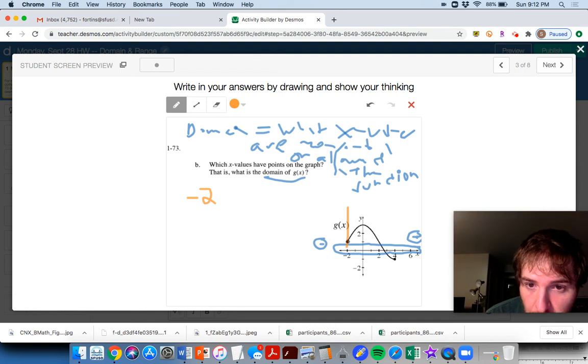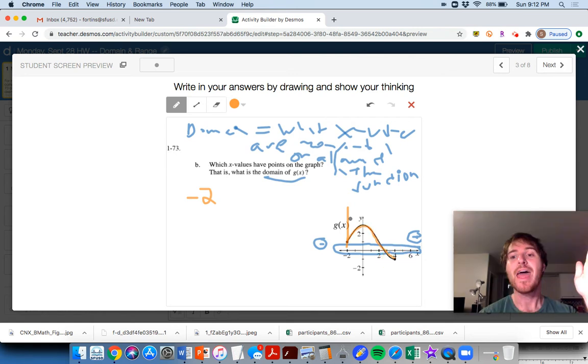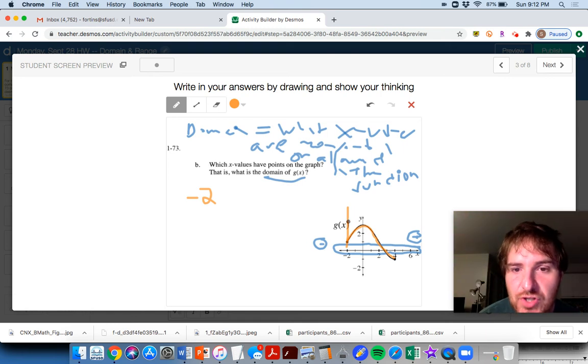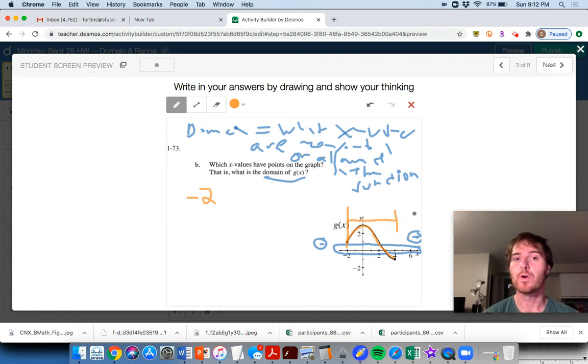The graph goes this way, like this. You can trace over it. The question is, when do the x values end? Remember, the x-axis is our left-right axis. So it starts at -2 and it goes all the way to 4. So -2 to 4 is the domain.